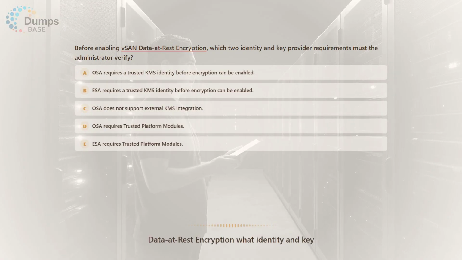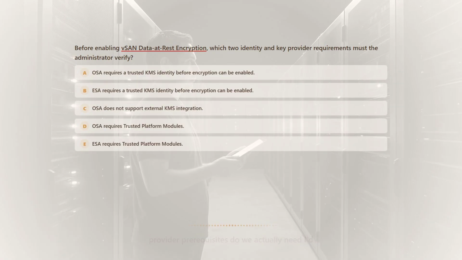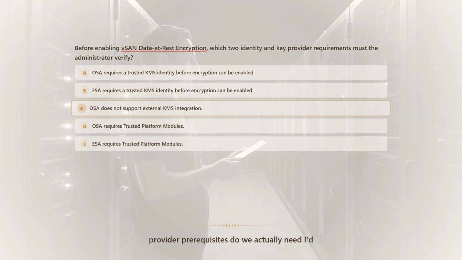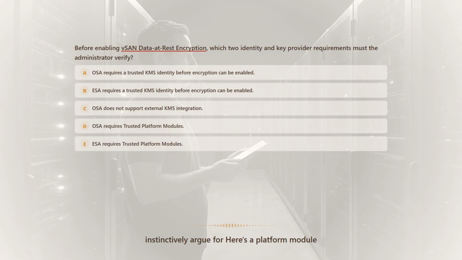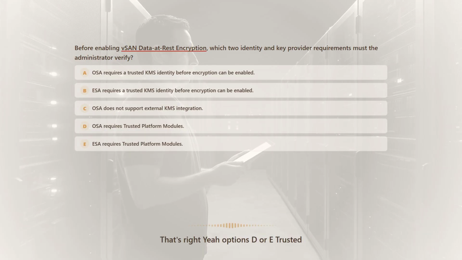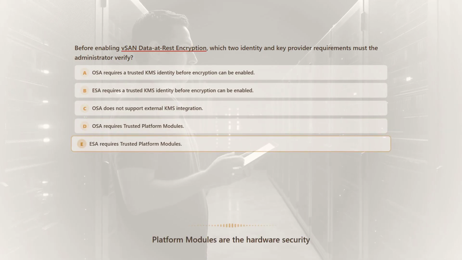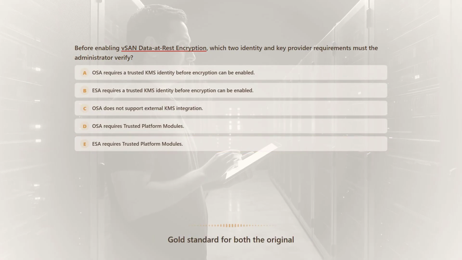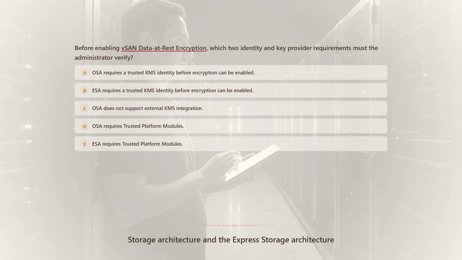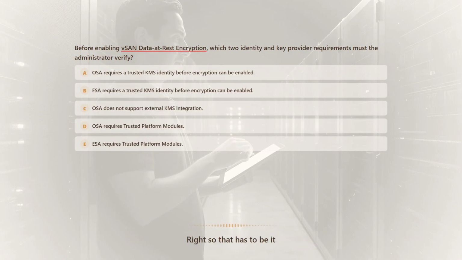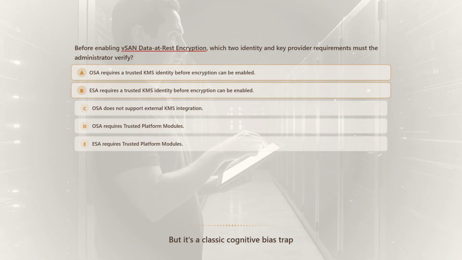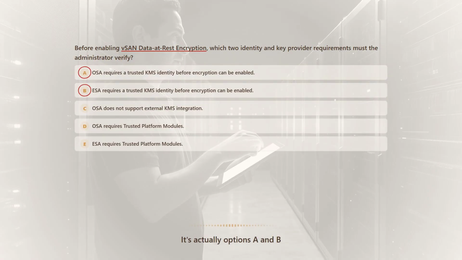So once that storage is sitting there securely, actual data security is the immediate next thought. For vSAN data-at-rest encryption, what identity and key provider prerequisites do we actually need? I mean, I'd instinctively argue for a platform module. Yeah, options D or E. TPMs are the hardware security gold standard for both the original storage architecture and the express storage architecture. Right, so that has to be it. But it's a classic cognitive bias trap. It's actually options A and B.